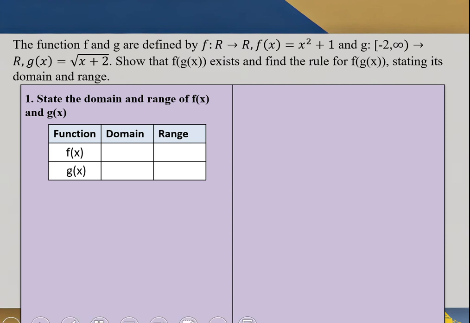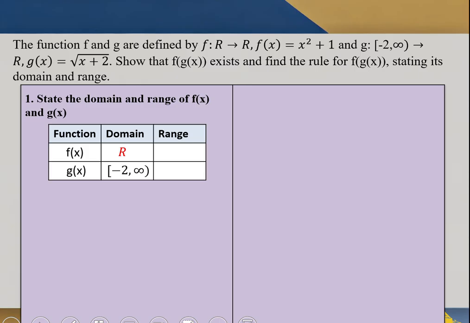We're wanting to show that f g of x exists and find the rule for f g of x, stating its domain and range. So we start off with f of x is a parabola. Parabola x values are all real numbers. And then for my domain of g of x, I know I can only have a square root that is 0 or positive. So that means the domain will be negative 2 to infinity.